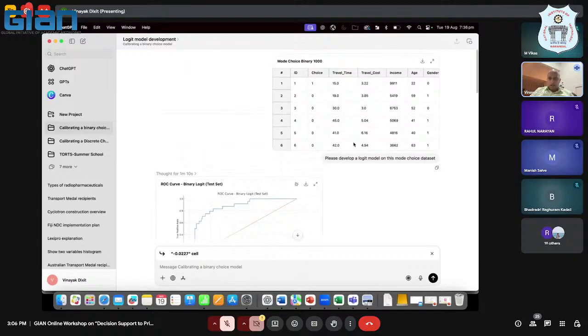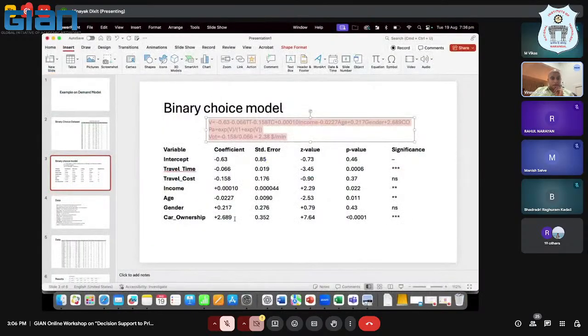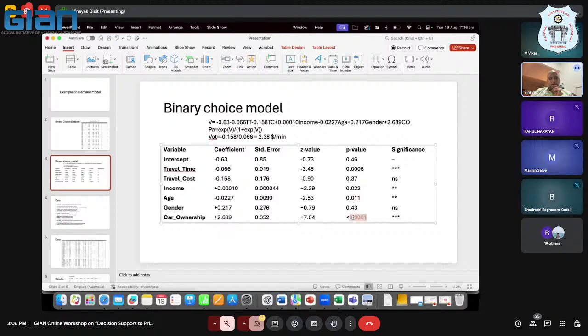Then what else? The other thing is we discussed how to interpret these statistical results, right? The idea of what these coefficients mean. It gives you the utility function. Then whether these coefficients are important or not depends on the p-value. If the p-value is less than 0.05, like this case, this case, this case, they're significant. And the final thing was around the value of time.